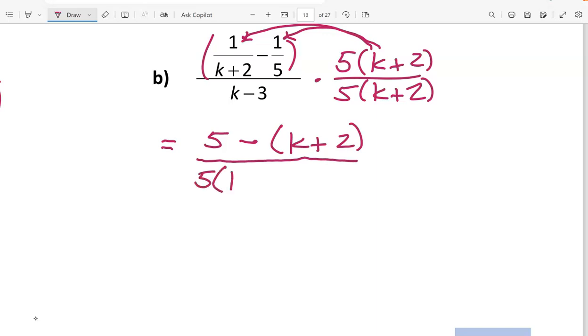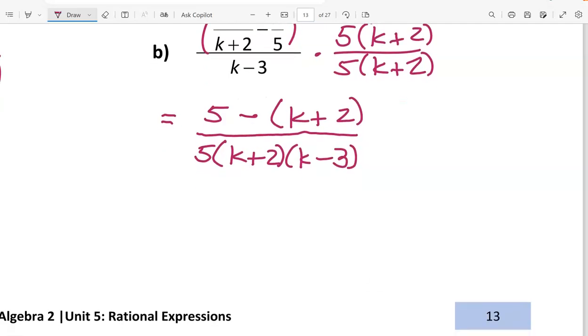In the denominator, we have all factors: 5 times k plus 2 times k minus 3. Even though it's tempting to want to cancel those k plus 2's, the k plus 2 in the numerator is not a factor of the numerator because it's following a minus sign. We're not multiplying the 5 on the top, we're subtracting from it, and that makes it not a factor.